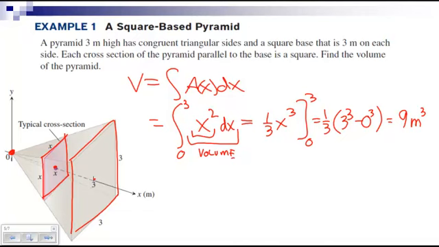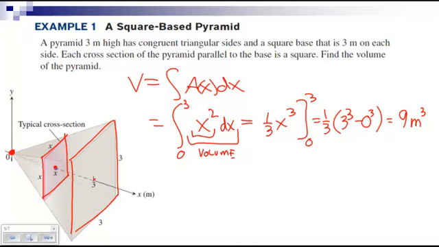By the way, does anyone know just what the volume of a pyramid formula is? 1/3 something. Okay, well, watch this happen.